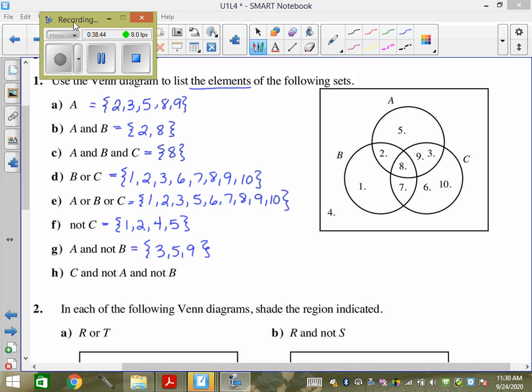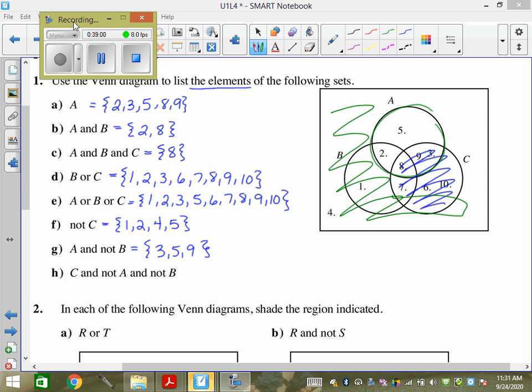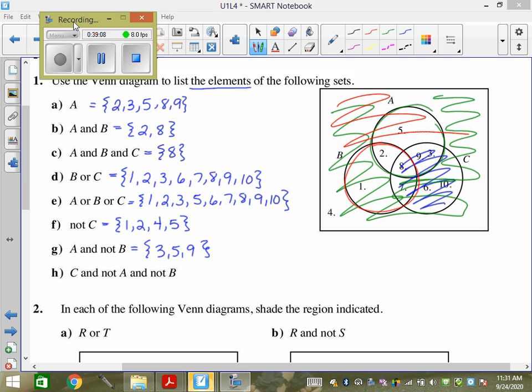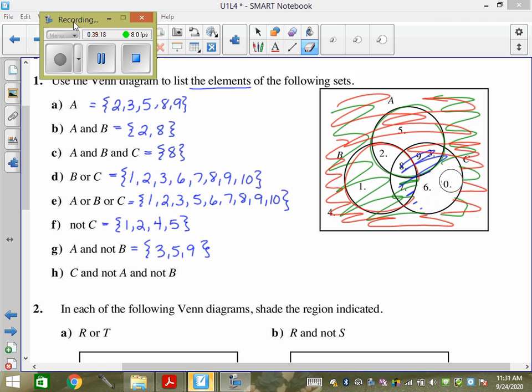Remember, if you're stuck, you can shade, right? So here I could shade C and not B and not A if I wanted to. So I need C, not A. That's a terrible shading. Not B. You're trying your best. And then everything that's mainly shaded. So if it says and, I need where I have 3 shades. So it would just be 6 and 10. Okay, that helps a lot.